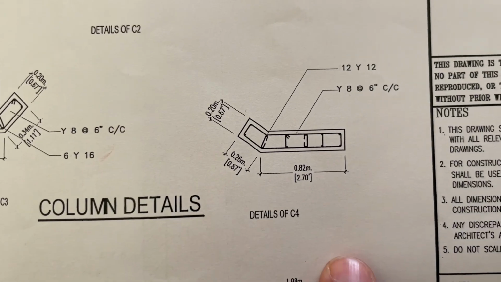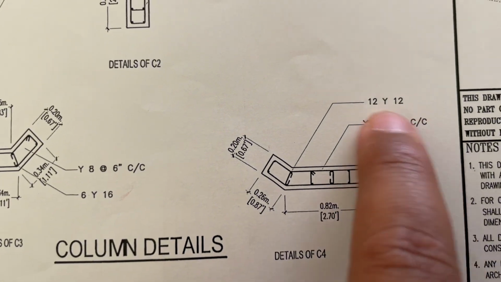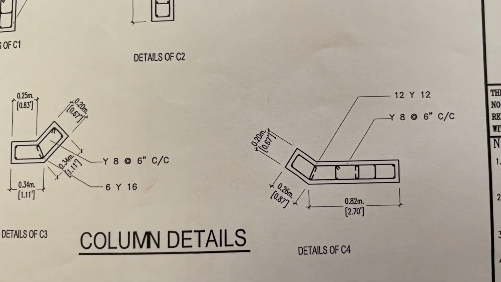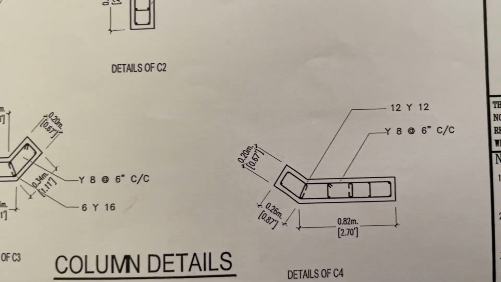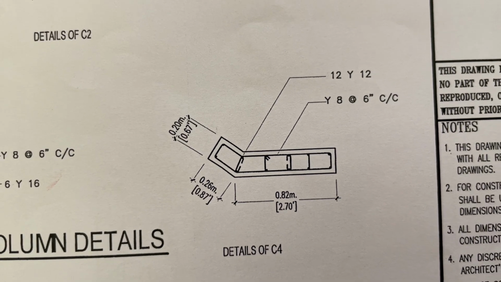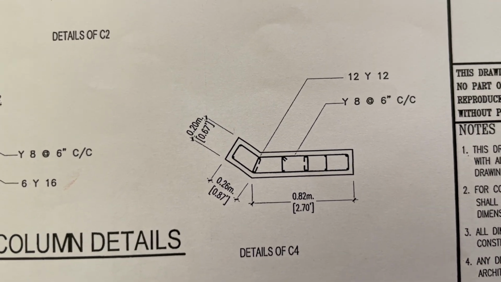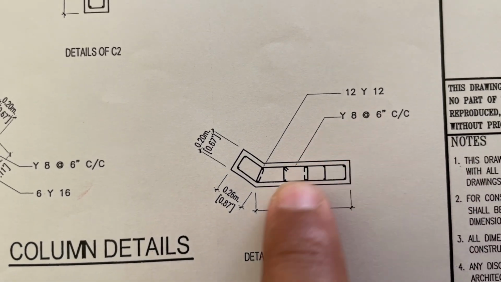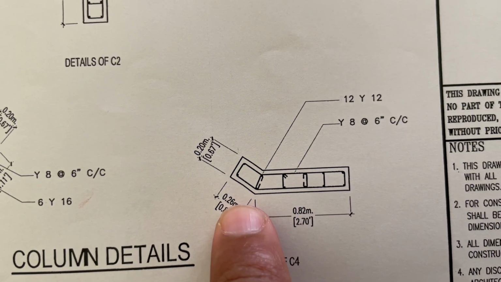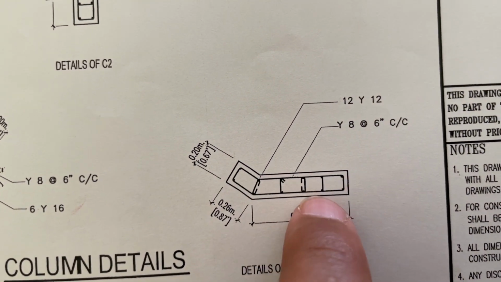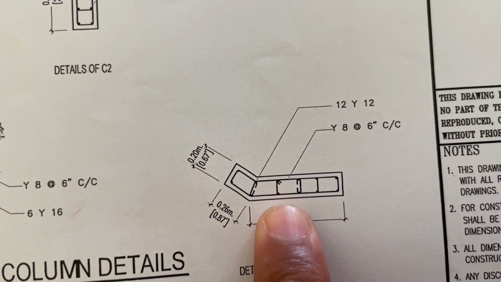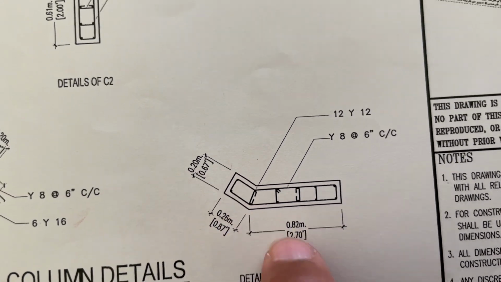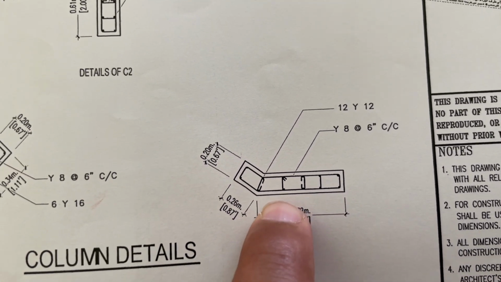After that, C4 you will read the same way and put the details. Here we have main bars and also center to center for ties, everything the same, but here 1, 2, 3, 4 stirrups we will install, 4 stirrups for this column.